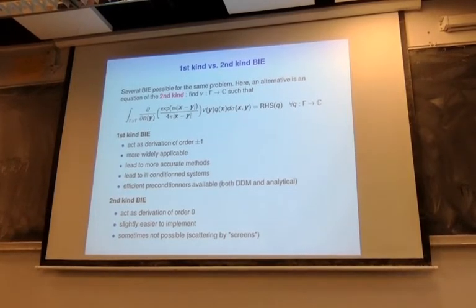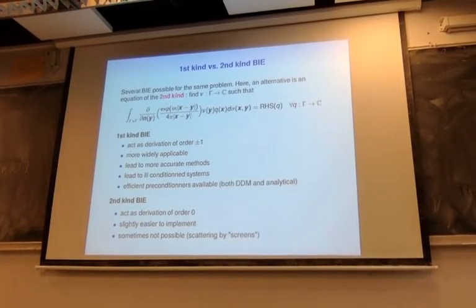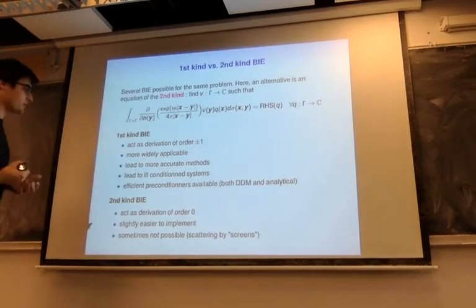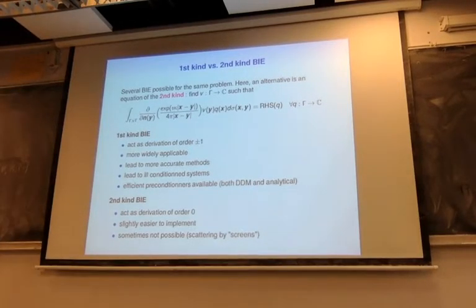It usually leads to more accurate methods, first kind formulation, for the same number of unknowns in the problem. It leads to an ill-conditioned system because of this change in the order of derivation. But it's less ill-conditioned than finite element matrices. And efficient preconditioners are known, using either domain decomposition techniques or analytical techniques.